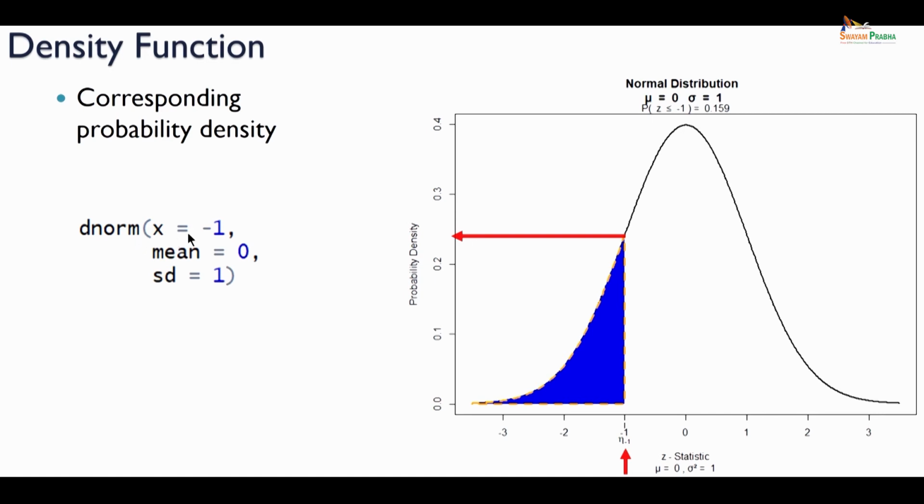Now, I know the start value, which is minus 1 in this case, and I need to give a mean of 0 and standard deviation of 1. Given a start value, the corresponding probability density is 0.2419. That we can infer from the plot. In this case you do not need to give lower tail or upper tail because we are just going to find the probability density value.